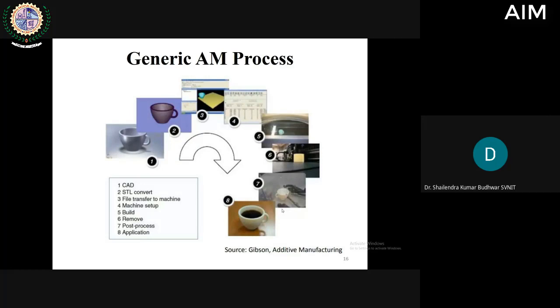So this slide shows the generic AM process, meaning the different steps that are generally followed in every type of additive manufacturing. You can see the first one is the CAD model. You need to prepare the CAD model of a part. Then that CAD model is to be converted into an STL file, meaning the STL file is generated from this CAD model. Then the file is transferred to the machine.